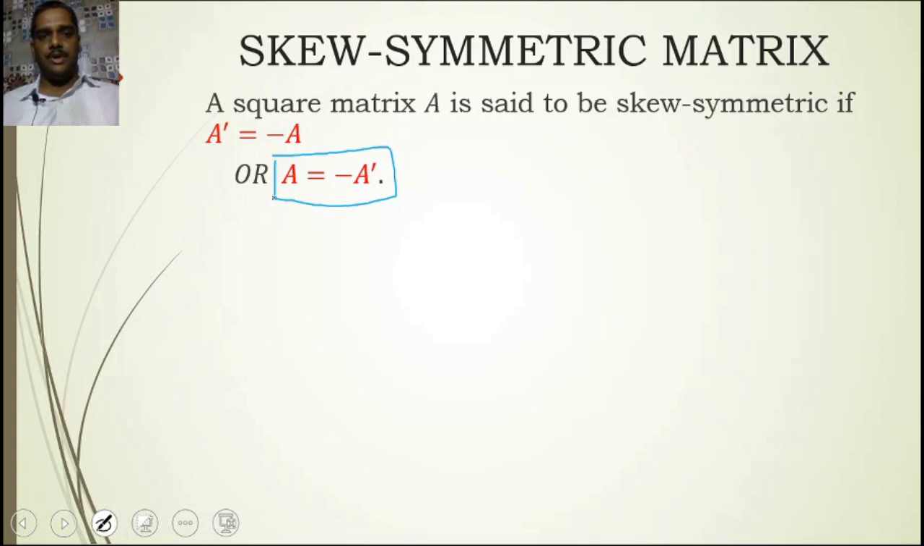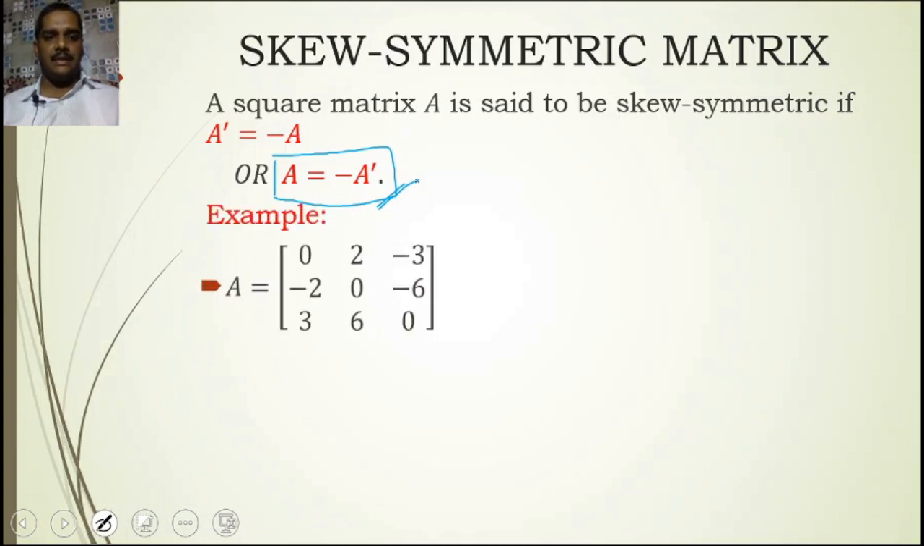So I'm going to use this second condition everywhere instead of the first one. In the first condition, I'm telling you the transpose of the matrix equals its negative, and in the second one, I'm telling you a matrix equals its negative transpose. So a square matrix A is said to be skew-symmetric if that matrix A equals its negative transpose.